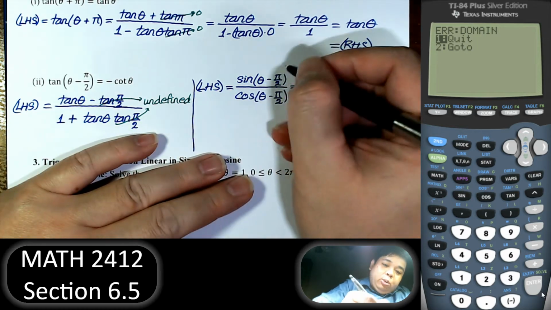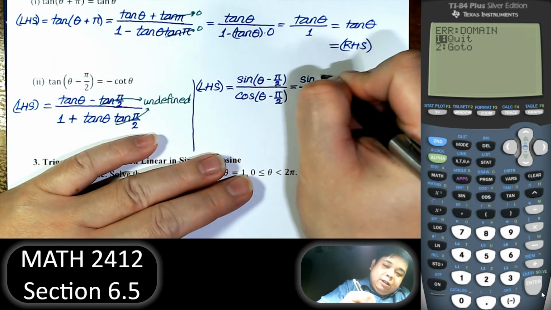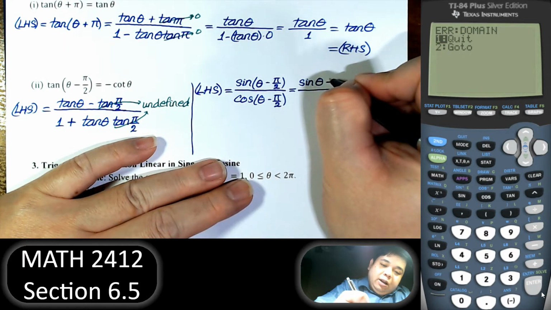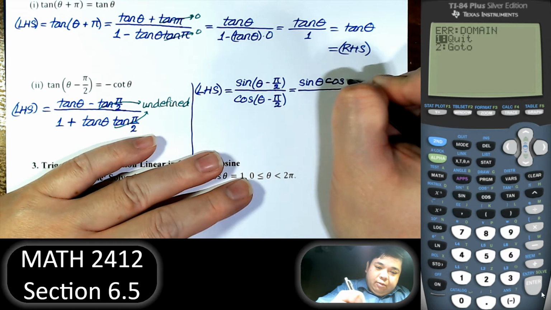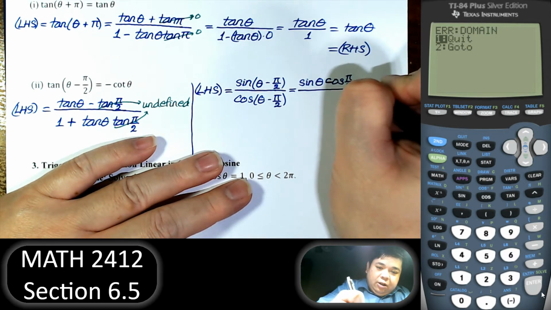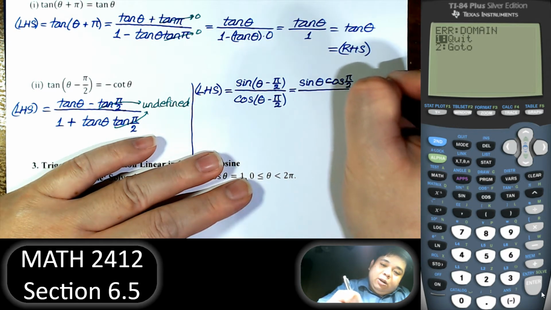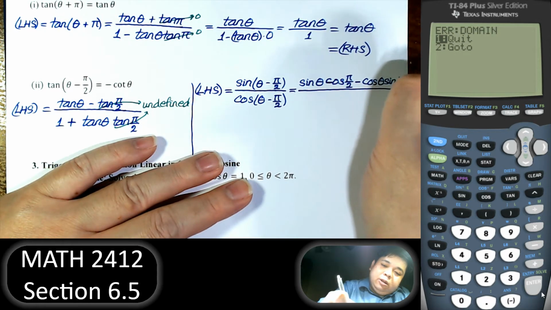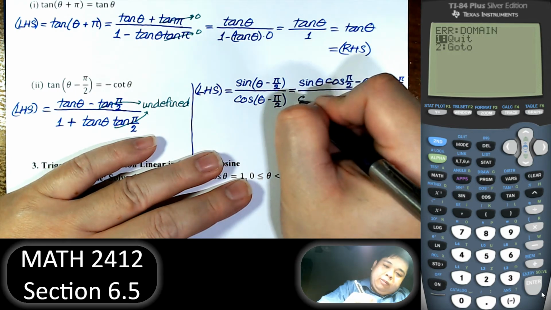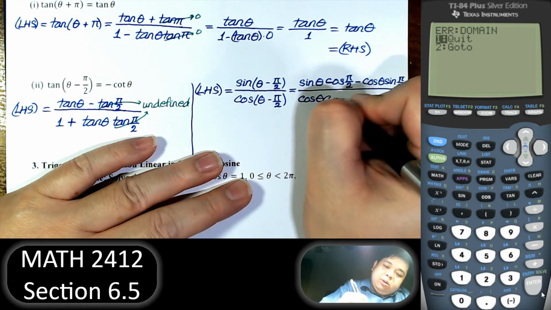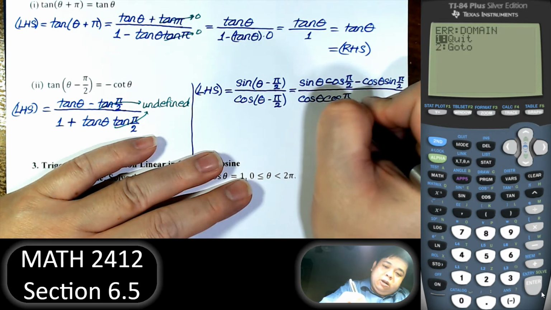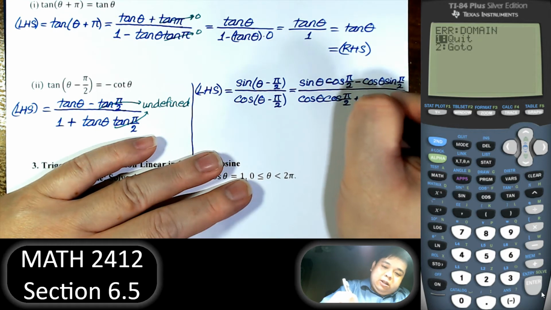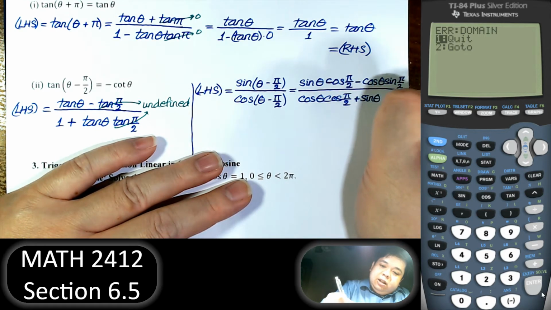So we write sine of theta and cosine of pi over 2, subtract cosine of theta, sine of pi over 2, over cosine of theta, cosine of pi over 2 plus sine of theta, sine of pi over 2.